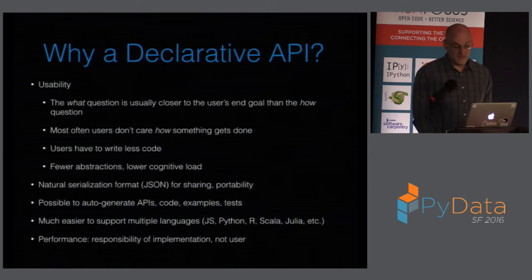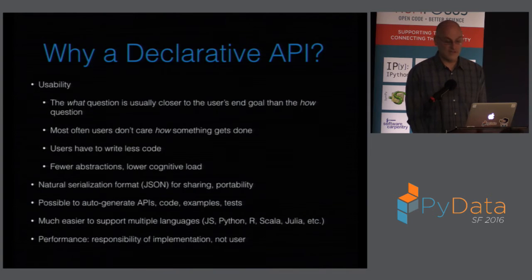Also, I think you'll see here that with a declarative API, users have to write less code, and there are fewer abstractions, so there's lower cognitive load, leaving more of your brain power for thinking about the actual important questions. But there are a lot of other side benefits that are really fun. One is that there's a natural serialization format, such as JSON, for sharing and portability. It's also possible to auto-generate APIs, code, examples, and tests. We'll talk more about that.